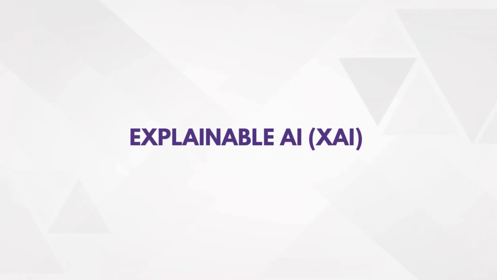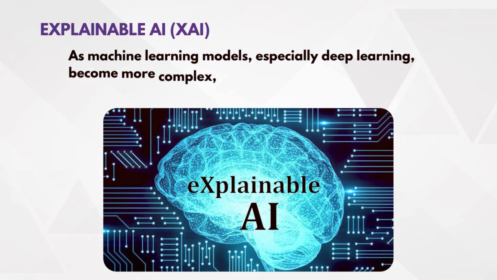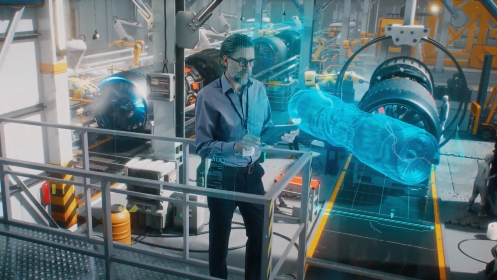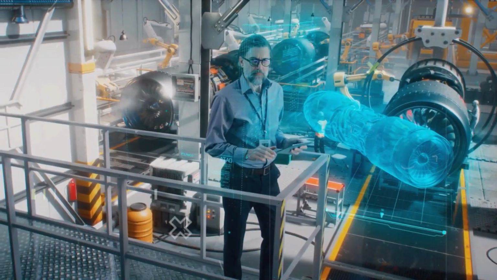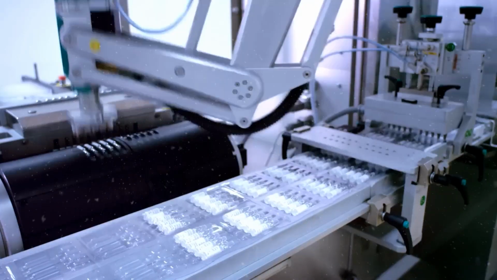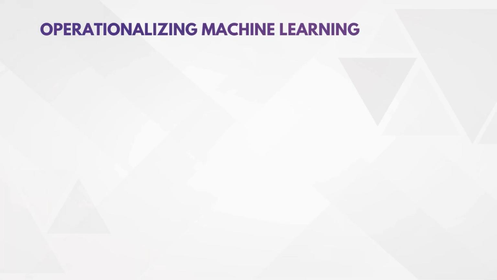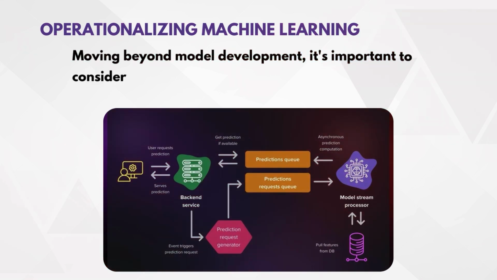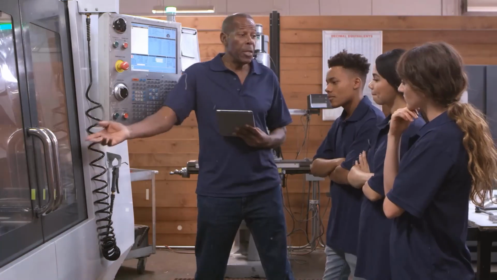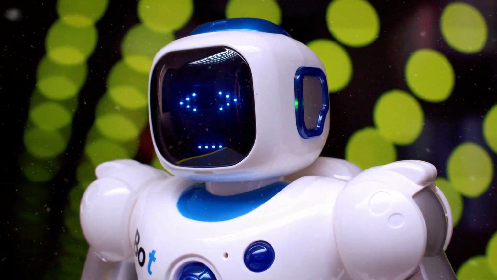Explainable AI, XAI. As machine learning models, especially deep learning, become more complex, the demand for transparency and understandability increases. XAI aims to make the outcomes of AI models more interpretable and trustworthy, a critical aspect for applications in regulated industries like finance and healthcare. Integration with business processes, operationalizing machine learning. Moving beyond model development, it's important to consider how models are deployed and integrated into business processes. This includes model monitoring, updating models with new data, and ensuring models remain accurate and relevant over time.